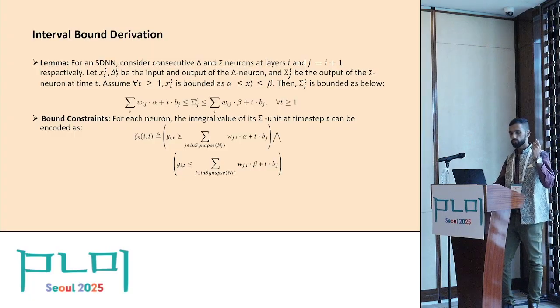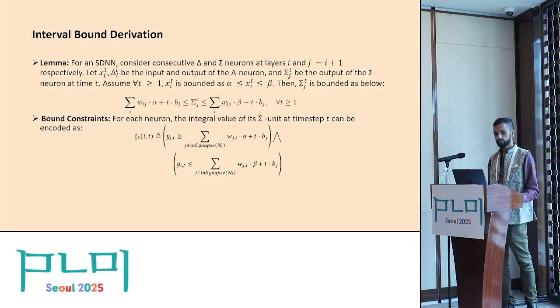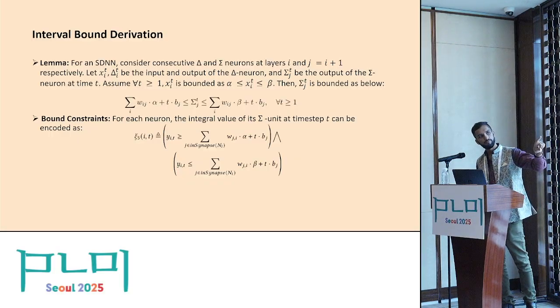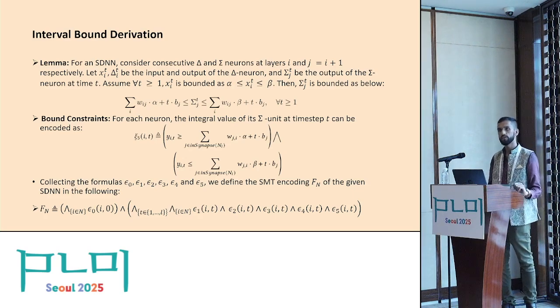Following this lemma, we introduce the bound constraints. For each neuron we use SMT to encode these bounds, and we add this extra bound to our previous vanilla SMT encoding, and we get this encoding of the neural network.